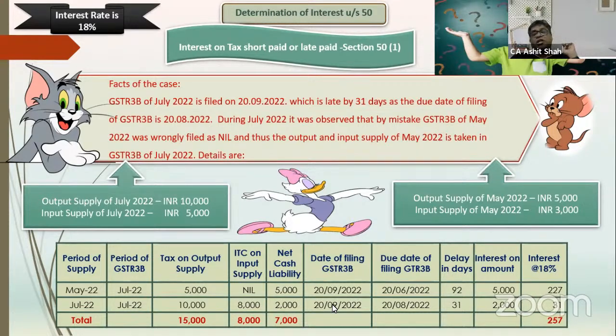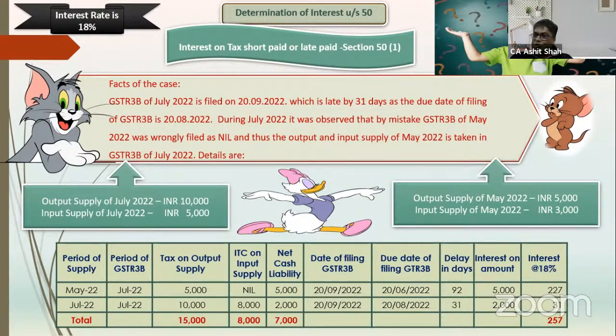My due date for filing of GSTR 3B returns is 20th September. Due date for filing of GSTR 3B for the month of July is also in August. So there is a delay of 31 days. So the interest tax liability has to be calculated on the net basis, that is 2,000 rupees. 2,000 for 31 days is the delay. So 31 rupees is the interest. So overall my interest liability would be 257 rupees. This is how you have to calculate the interest liability.